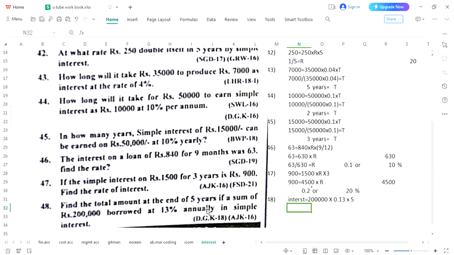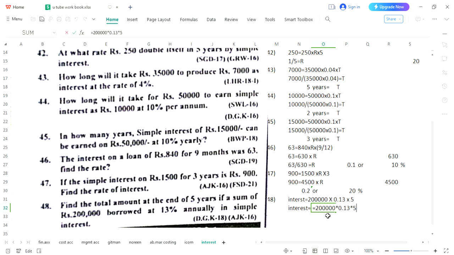So let's calculate interest. Here we will perform a simple calculation. We have principal amount 2 lakh. You will multiply it with 0.13 and then again multiply with 5. We have got our amount over here. So this is your interest. What we have done, please note again, this was 2 lakh and then 13% and then for 5 years. So we have got our interest.